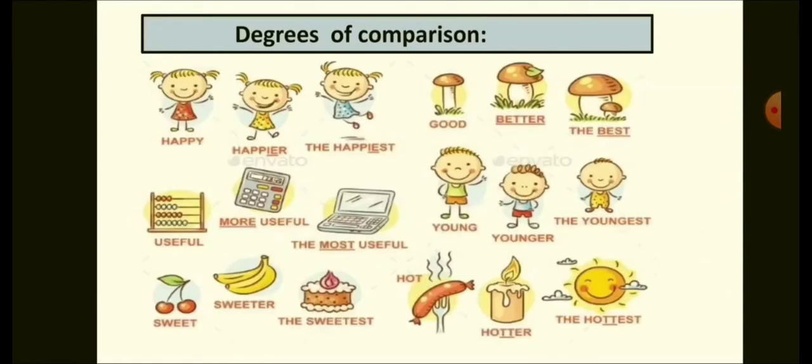Now let's see some examples of degrees of comparison. Happy, happier, the happiest. Good, better, the best. Useful, more useful, the most useful. Young, younger, the youngest. Sweet, sweeter, the sweetest. Hot is the positive degree, hotter is the comparative degree, and the superlative degree is the hottest.